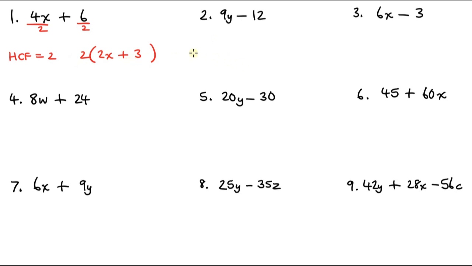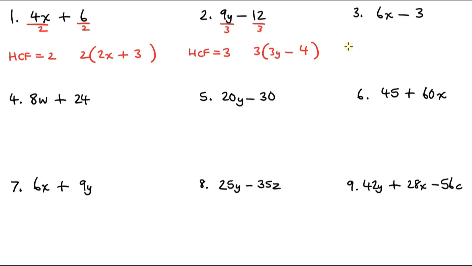Okay, question 2. We're going to do the same thing. So the highest common factor of 9y and 12. Well, both of these terms are divisible by 3, so that is my highest common factor. So I'm going to take the 3 outside the brackets, and then inside the brackets, I'm going to divide everything by 3. So 9y divided by 3 is 3y. And then we're going to subtract 12 divided by 3, which is 4.